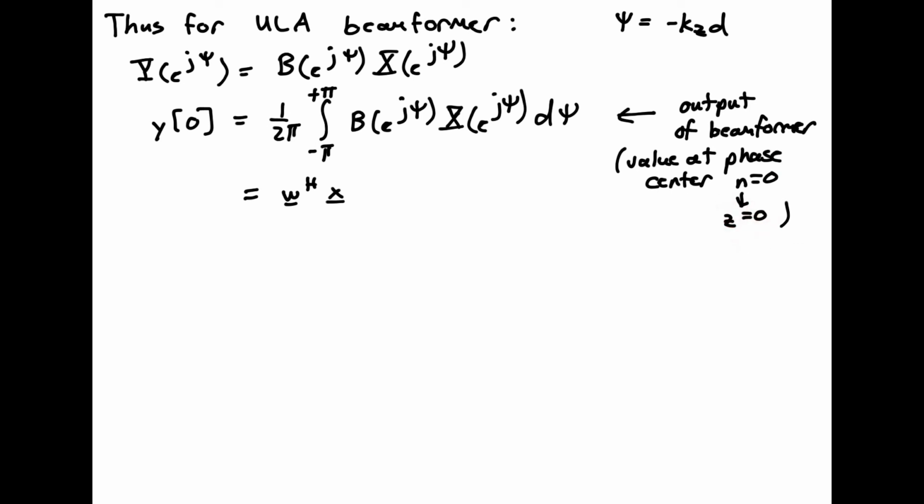And again, I just want to emphasize that the spatial frequency variable here that I'm using is psi, and we've defined that more generally to be equal to the vertical wave number kz times the sensor spacing d with a minus sign.